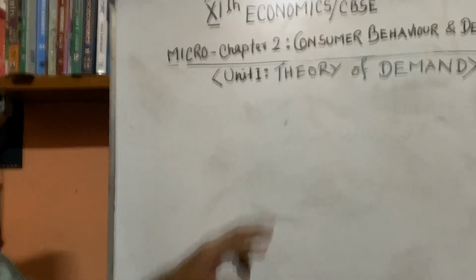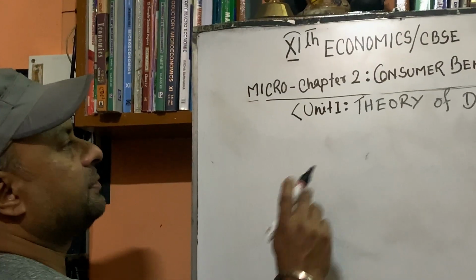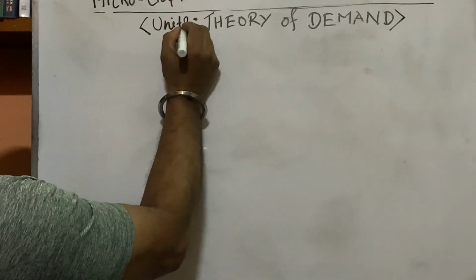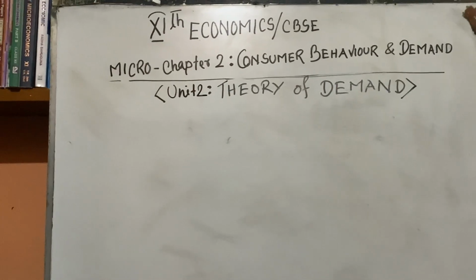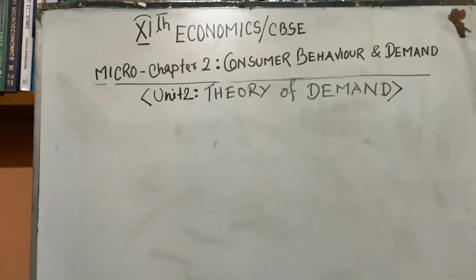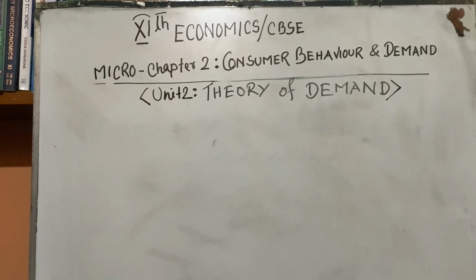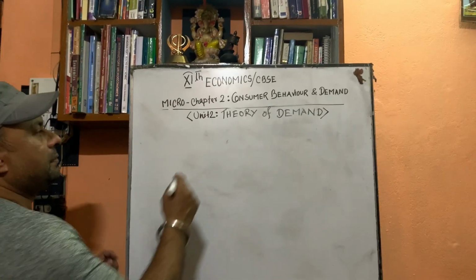Today, Consumer's Equilibrium, Micro Chapter 2, Unit 2, Theory of Demand, another important unit of this chapter. You will get numerical from this unit also. Okay, now let us start from demand.